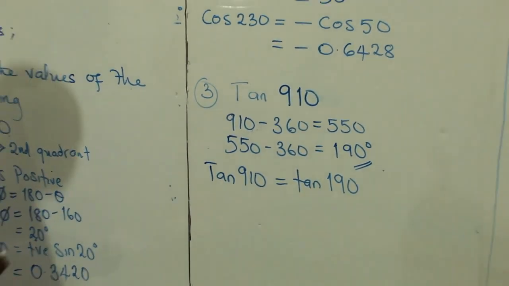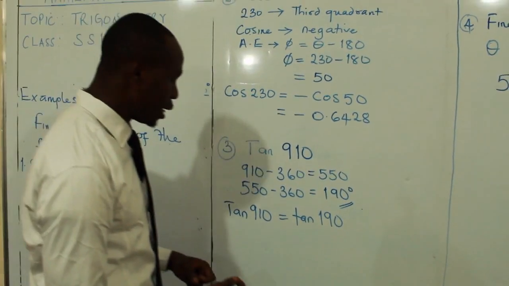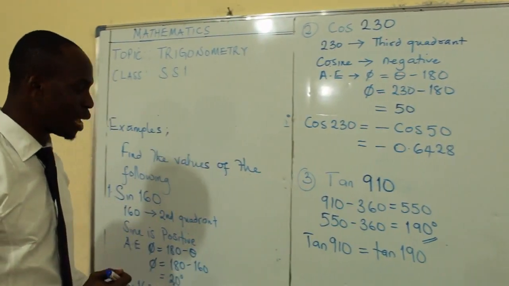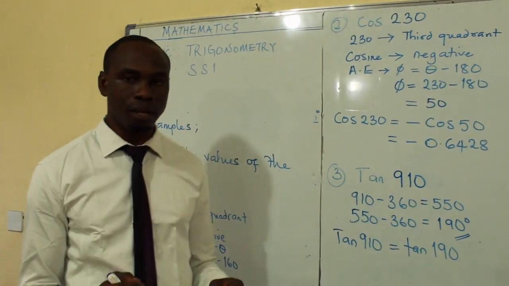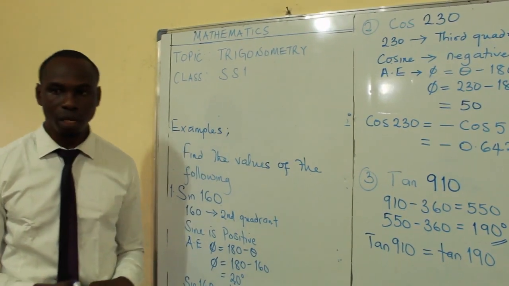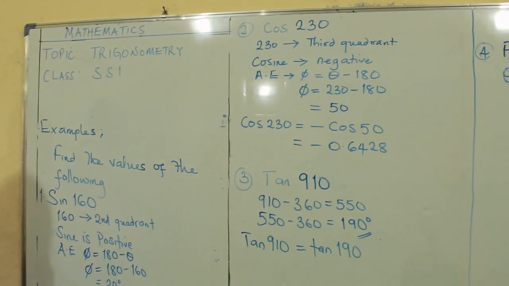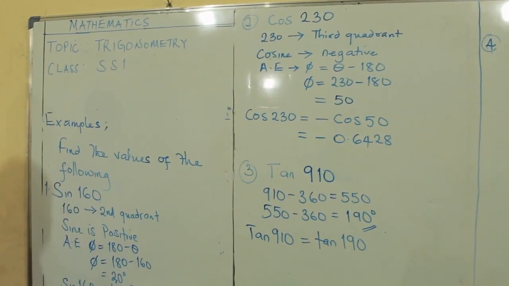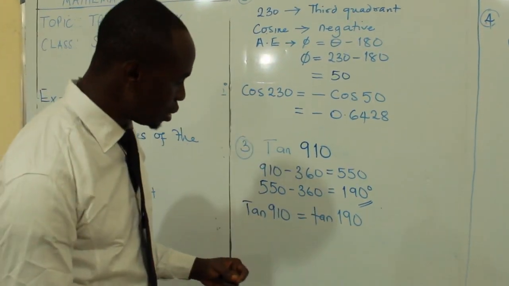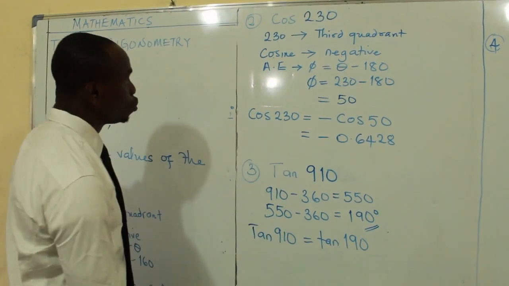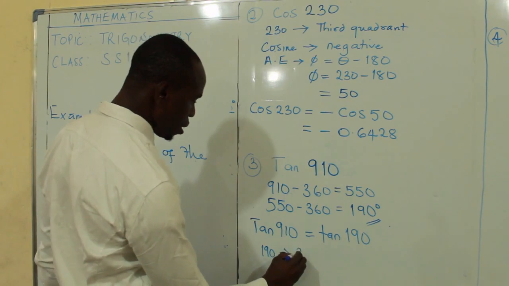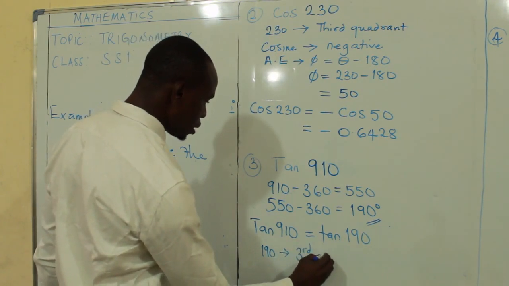So the big question is, where does 190 fall? You can agree with me that 190 falls in the third quadrant. 190 is between 180 and 270. So we say 190 is in the third quadrant.